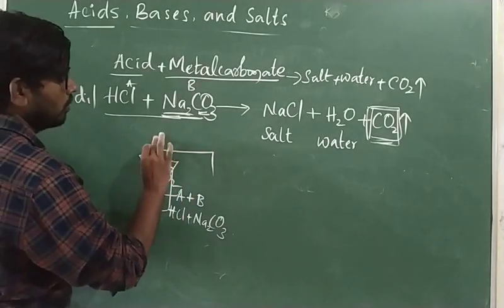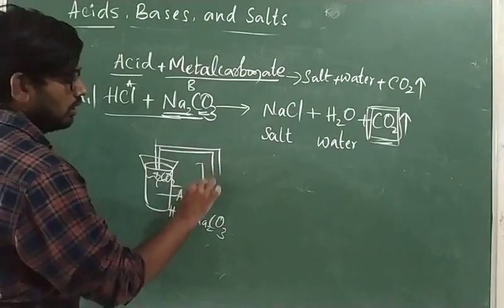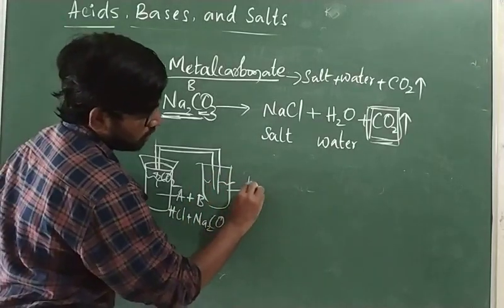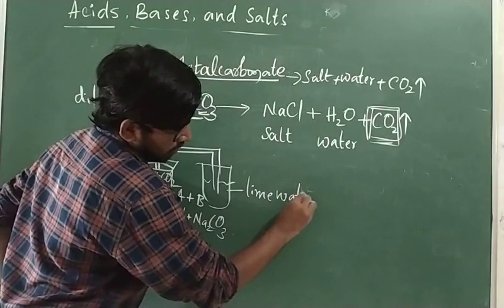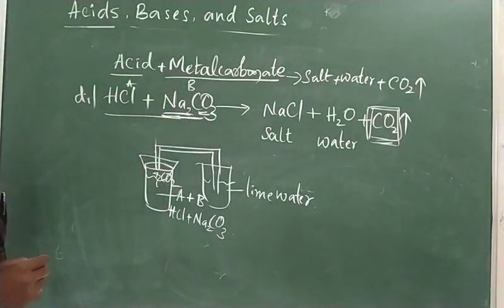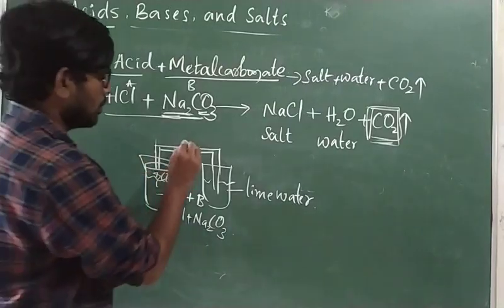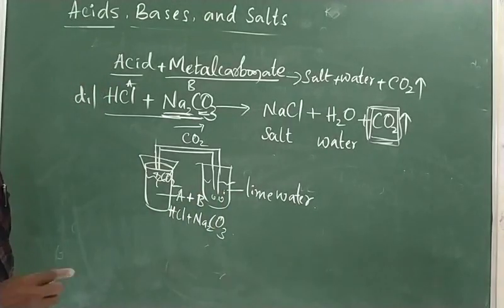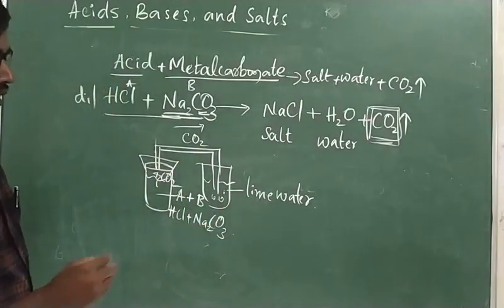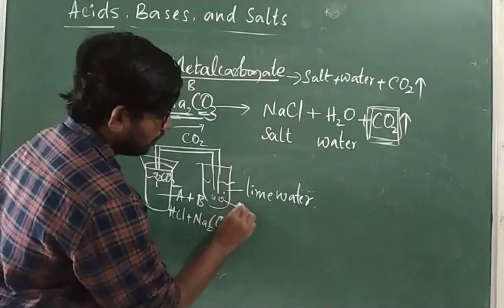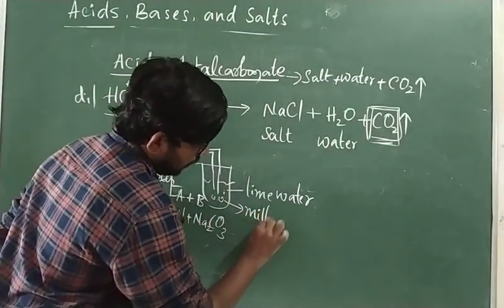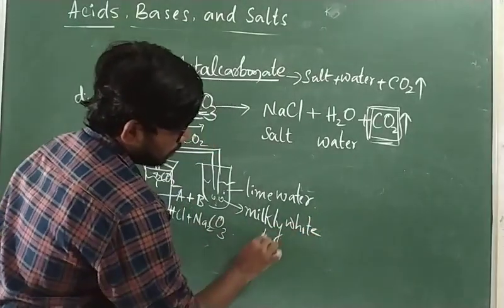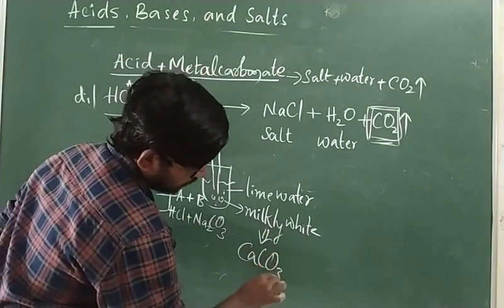If you allow this gas to go into another test tube which contains lime water, what happens? Carbon dioxide will pass through in this direction and come here in the form of bubbles. When carbon dioxide passes through the lime water, the color of the solution will turn milky white. This is because of the formation of CaCO3.